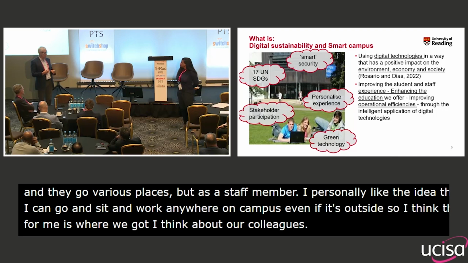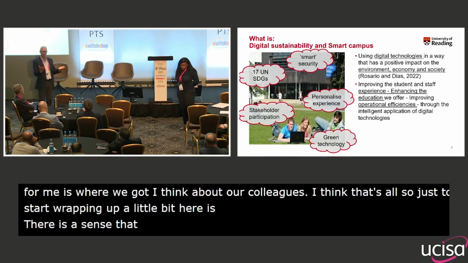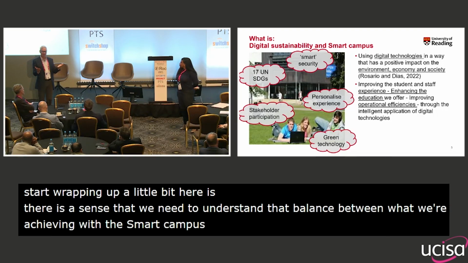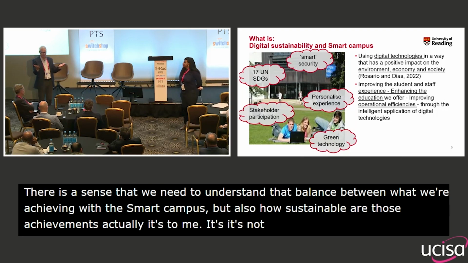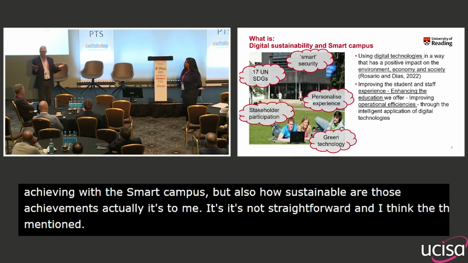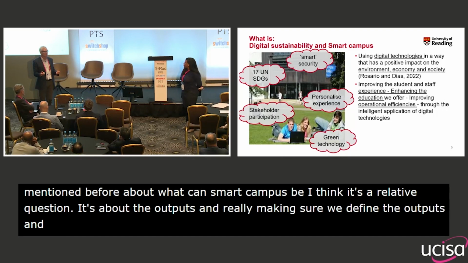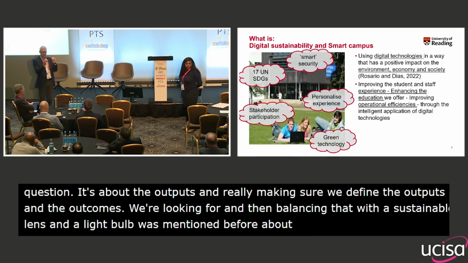I think there's also, just to start wrapping up a little bit here, a sense that we need to understand that balance between what we're achieving with a smart campus, but also how sustainable those achievements are. Actually, to me, it's not straightforward, and I think the mention before about what a smart campus can be is a relative question. It's about the outputs and really making sure we define the outputs and the outcomes we're looking for, and then balancing that with a sustainable lens. And I like what was mentioned before about building sustainability into your plan.